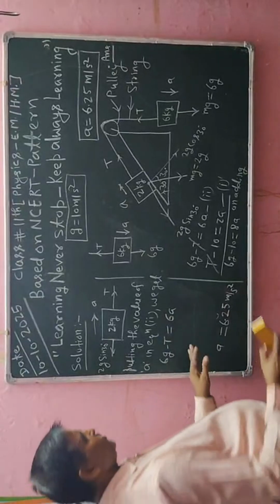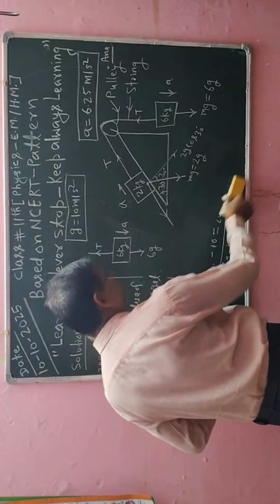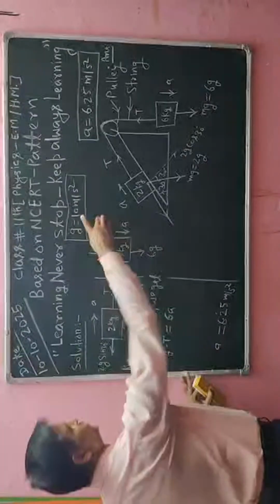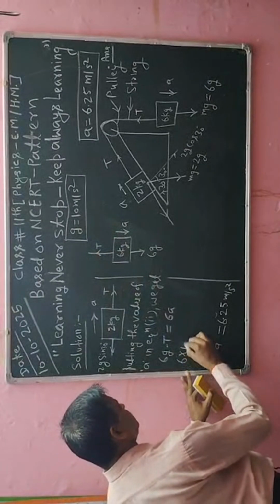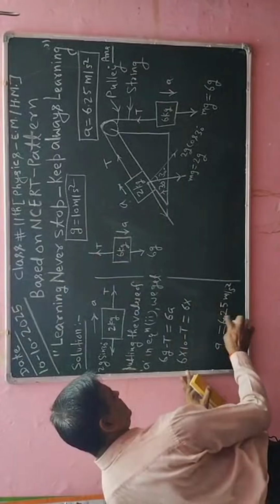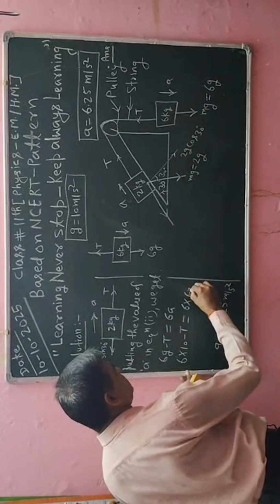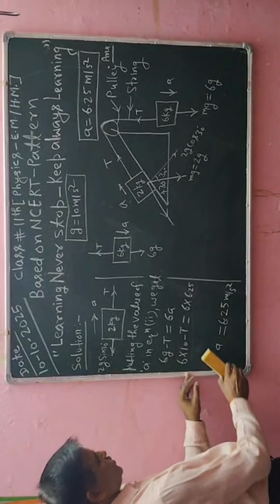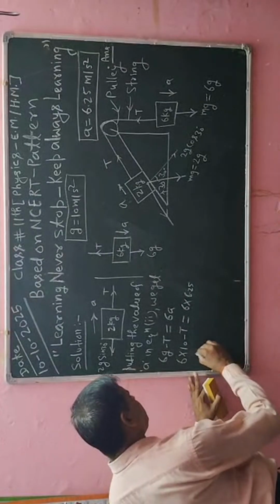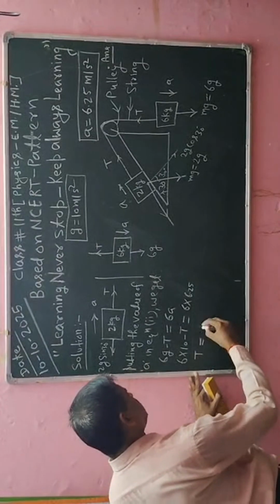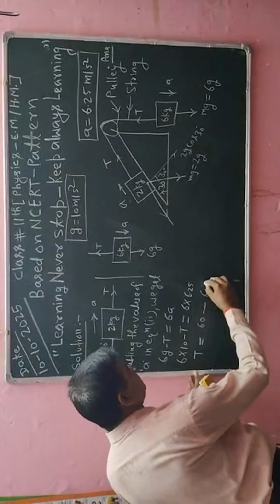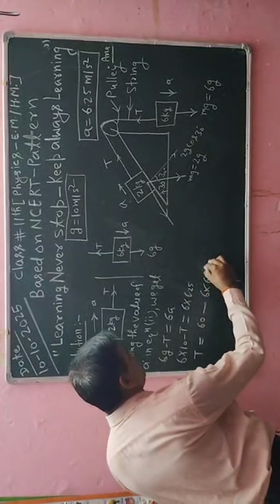Okay, so I will erase the below data, and after erasing I will evaluate its value. Now here I substitute the value of G: 6 into 10 minus T, which is equal to 6 into A. The value of A is 6.25. So here I will write 6.25. Further I will simplify. So T is equal to 6 into 10, that will be 60, minus 6 into 6.25.